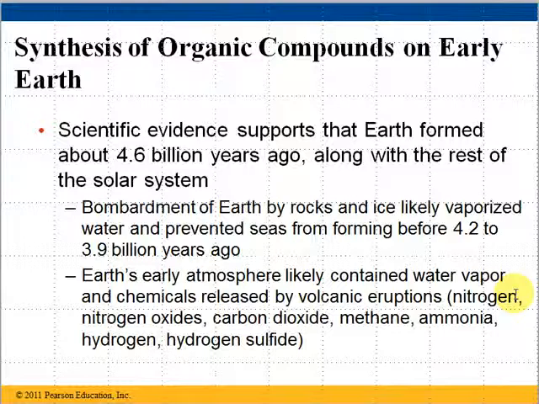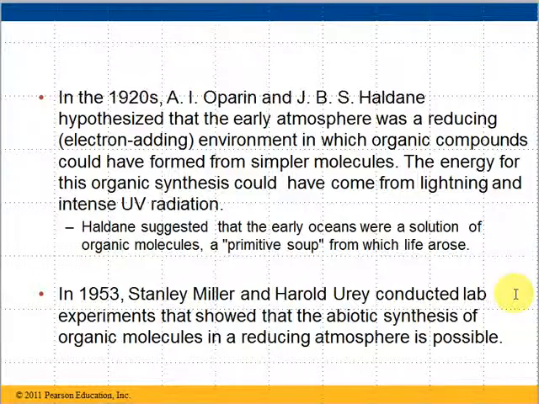In the 1920s, there were two scientists, Oparin and Haldane, that hypothesized that the early atmosphere of Earth was likely a reducing environment. Remember, from chemistry, reducing means an electron-adding environment, in which organic compounds could have formed from simpler molecules. And the energy for such a reaction, remember we have to have this activation energy to kick off any chemical reaction.